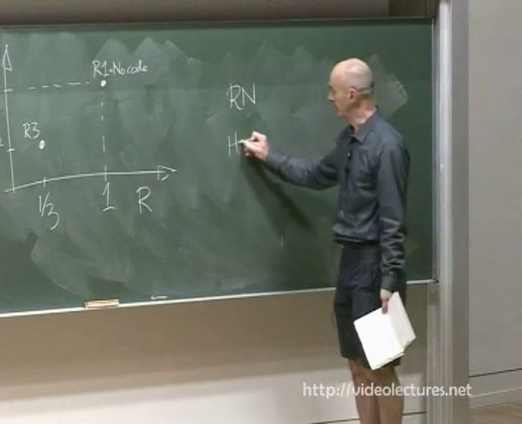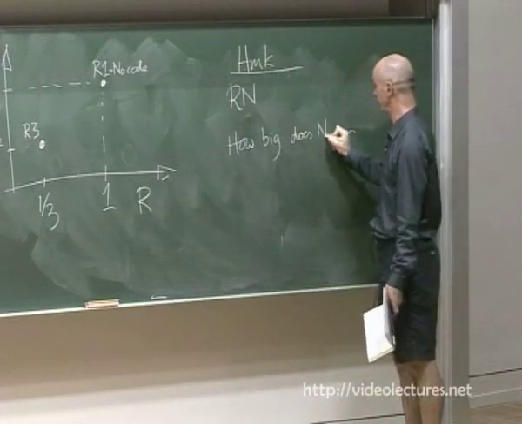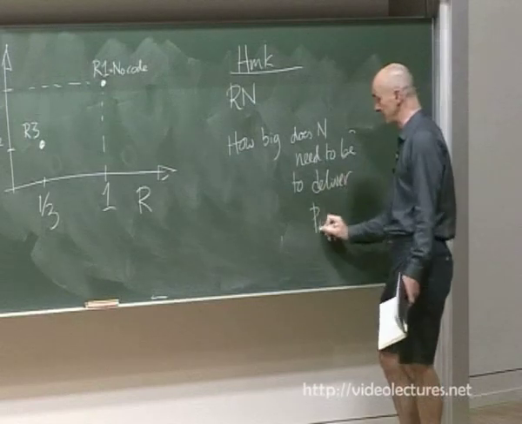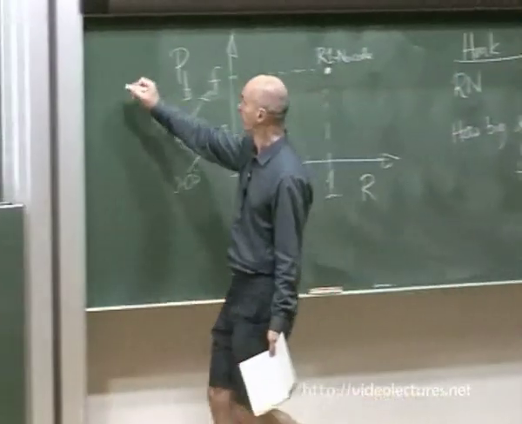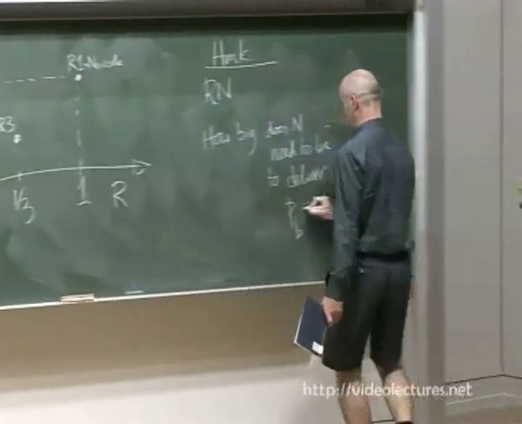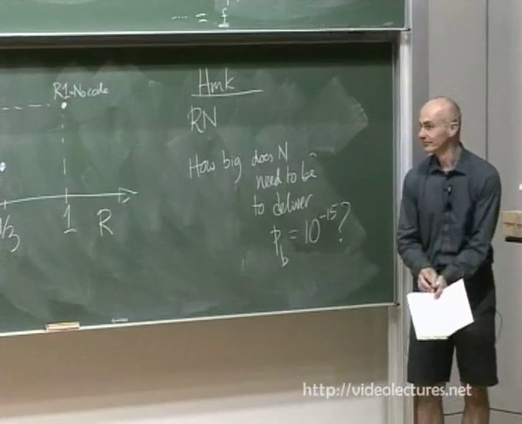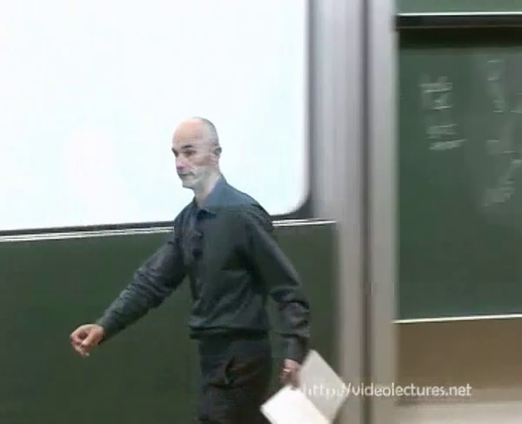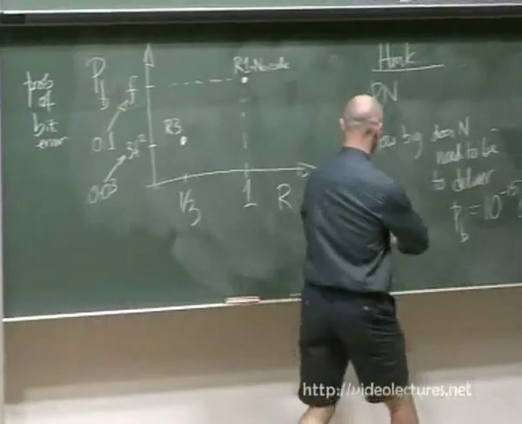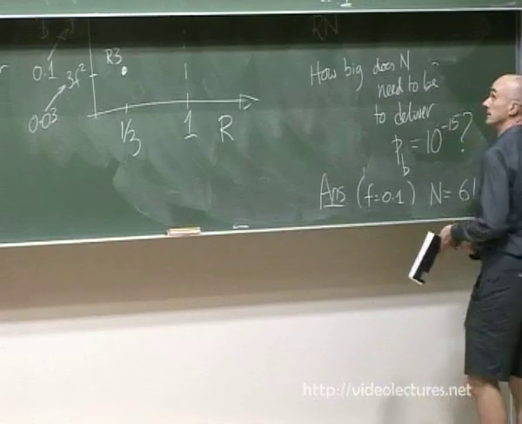And in particular, how big does n need to be? Homework. Think about Rn. How big does n need to be to deliver PB, which is my name for the probability of bit error, to deliver the PB that I said we wanted, which is 10 to the minus 15 for today's lecture? How big does n need to be? Do you understand the question? Okay, so that's a homework problem. And when you've done your homework problem, you will find that the answer for f is 0.1 is 61. So here's the answer at the back of the book. Answer, assuming f is 0.1, n is 61.